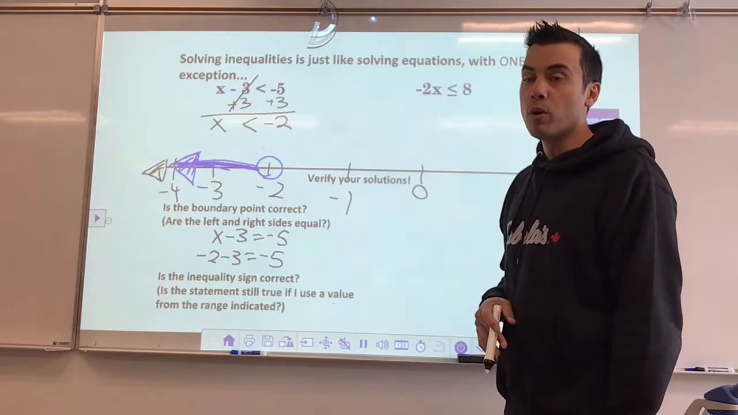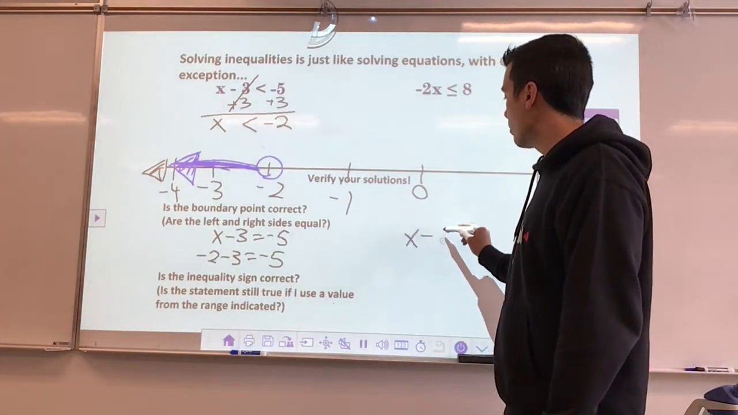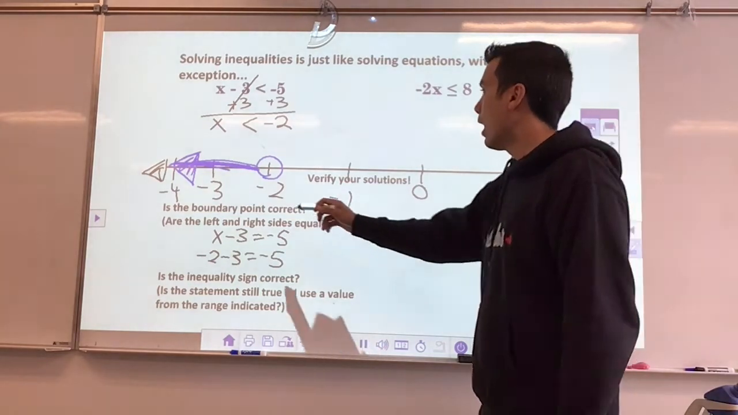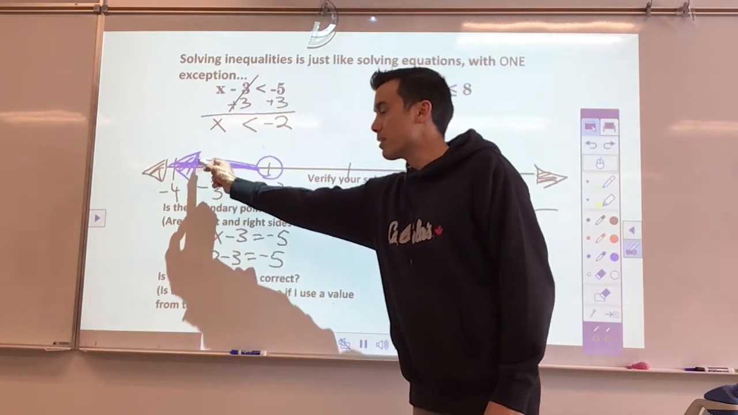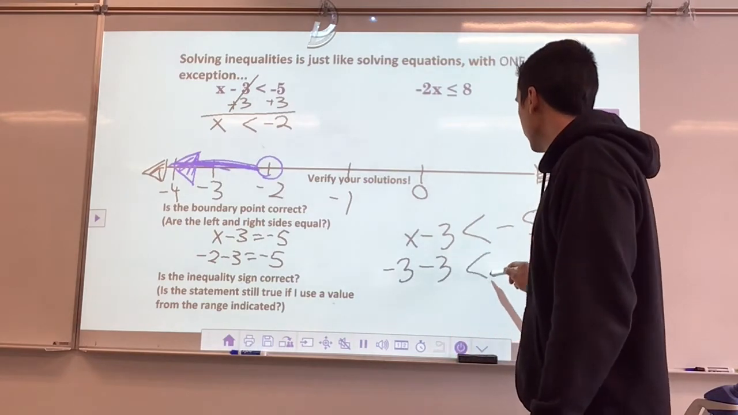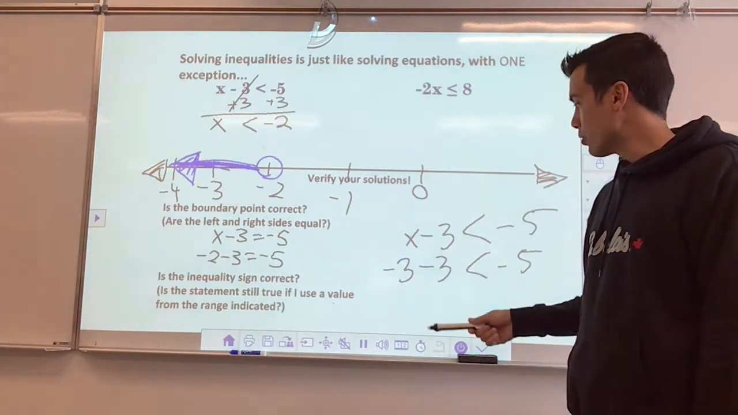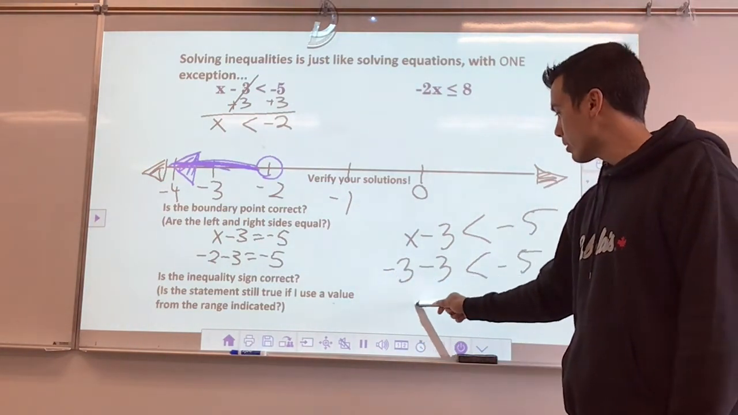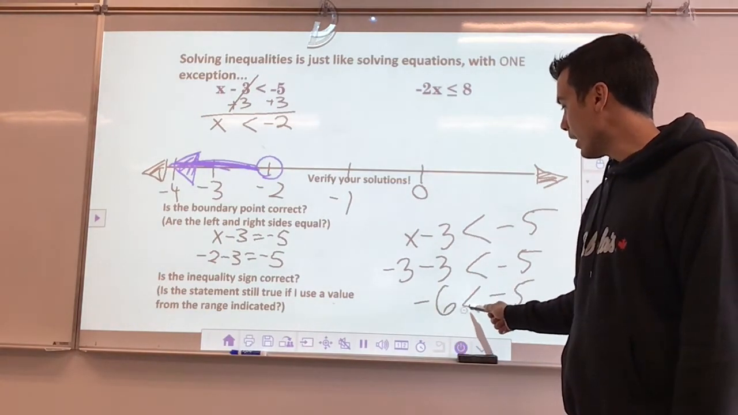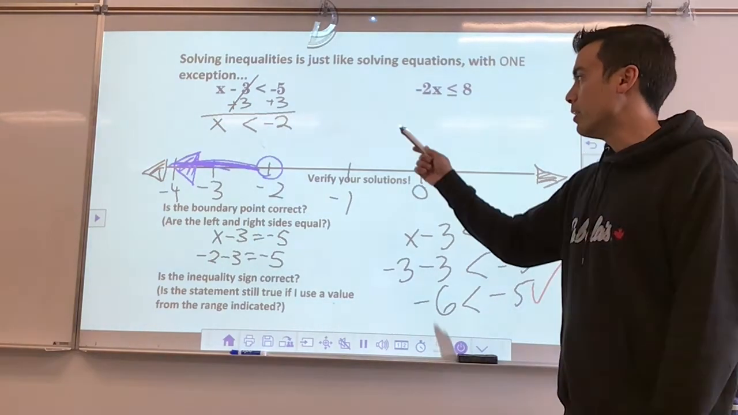In this case, I do want to use the inequality sign. So here's my original inequality: x minus 3 is less than -5. I'm going to choose -3 because it exists on that line. Then -3, take away 3, and I want to check if the inequality is true after I do this. -3 take away 3 is -6. Is -6 less than -5? Yes, it is. So I know I've done this correctly.